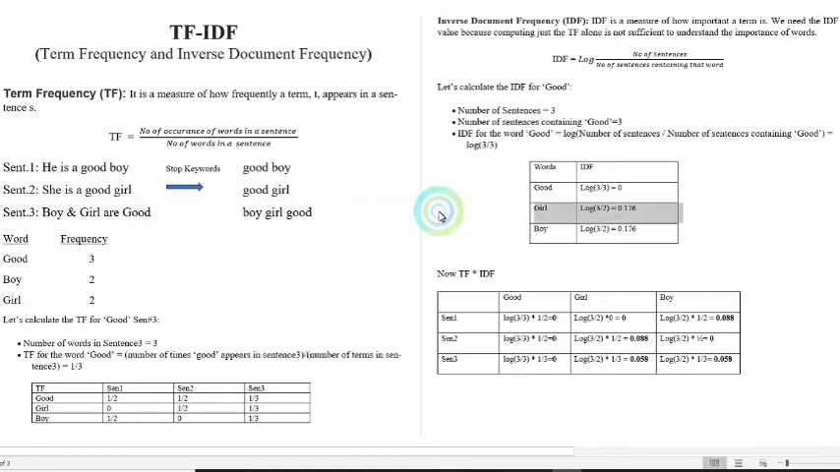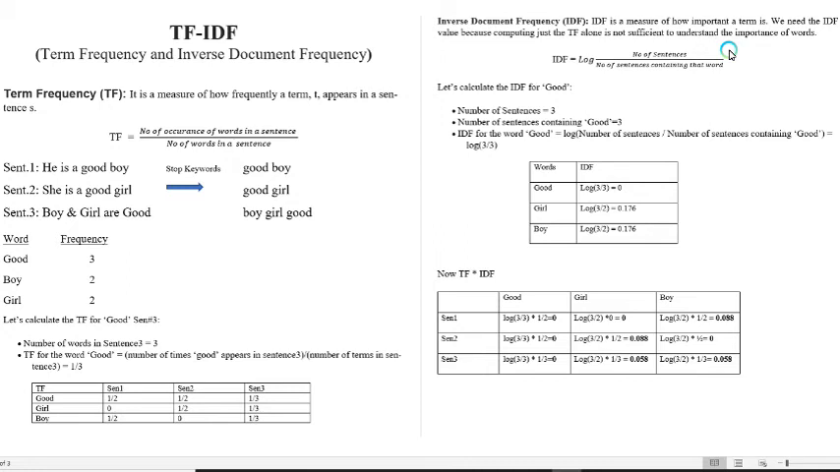into numerical forms. IDF is basically the measure of how important a term is for our data set. The formula for IDF is the log of the number of sentences divided by the number of sentences containing that word. Suppose we consider the word good. Here we will calculate the IDF value for good. The number of sentences is 3, and the number of sentences containing the word good is also 3. So the IDF value for good will be log of 3 by 3, which is 0.